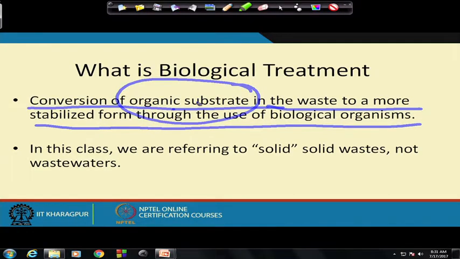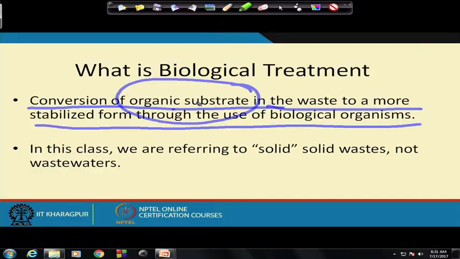When we say do the work for us, we mean that they will be able to degrade the waste. Degradation of waste essentially means conversion of the organic substrate. The amount of organics present in the waste dictates how much air you need to supply in an aerobic system, or how much gas will be produced in an anaerobic system. Whatever organics are present will get converted either to CO2 in the aerobic system, or to methane and CO2 in the anaerobic system. So it's conversion of organic substrate.